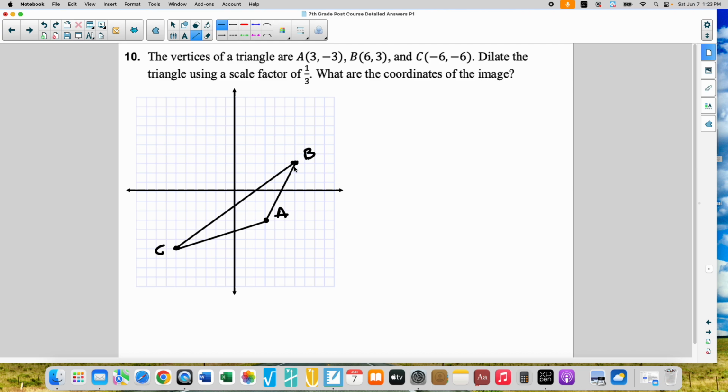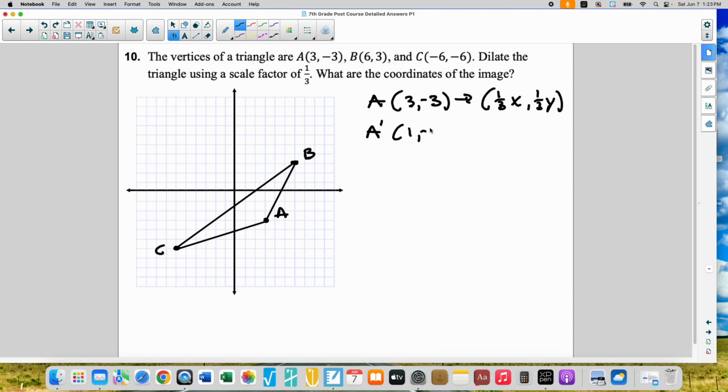Okay, so that means it's going to be 1/3 the size of it. So each point is going to get 1/3 of its value. If A is 3, -3, we're going to do 1/3 X, comma, 1/3 Y. So we're going to take 1/3 of that. So A prime should be 1, -1.